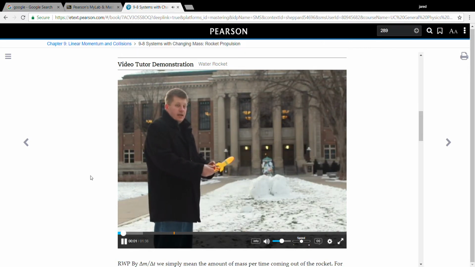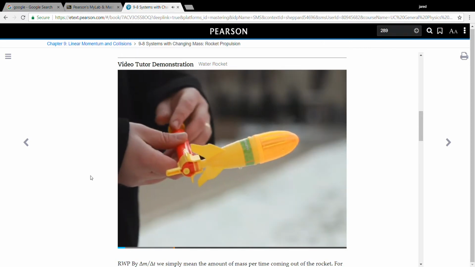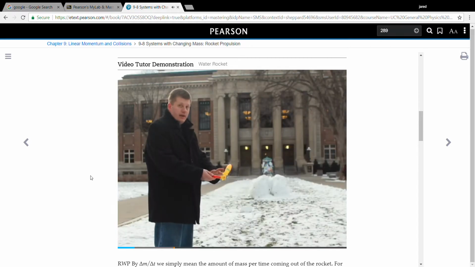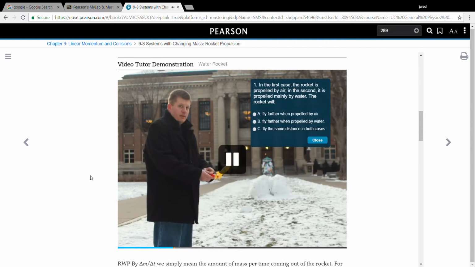So here I have a toy water rocket with an air pump attached to it. Now, this can be fired in two ways. One, with just air, pumping it up just with air, and two, having water in there and then pumping up the air, pressurizing the rocket. The question I have is, will the rocket go further when it uses air as a propellant or when it has the heavy water inside as the propellant?